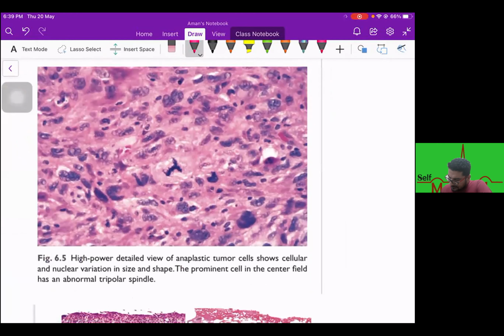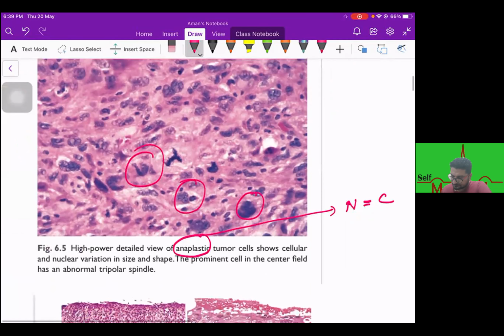You can see here anaplastic cells. So understand this, anaplastic cells. What features will you see? You can see the nucleus size will become almost similar to the cell. The nucleus will be almost equal to the cell, right?